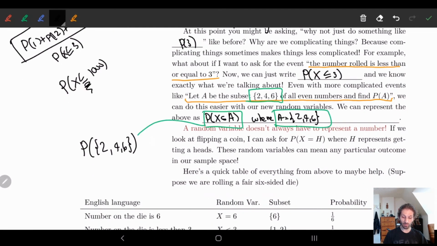And as we kind of said, a random number doesn't always have to represent a number. It can represent a variable.